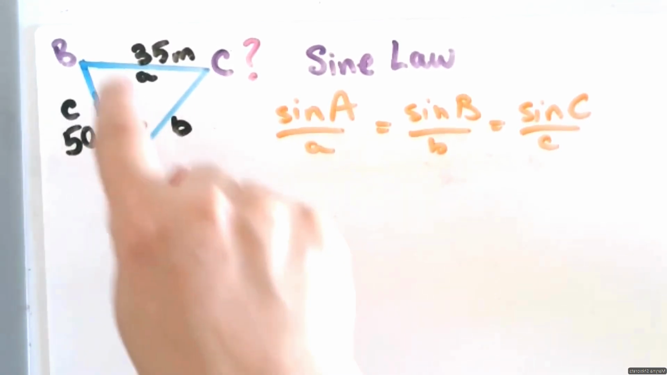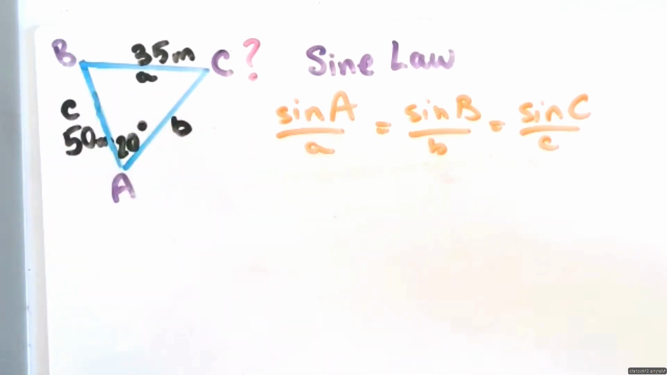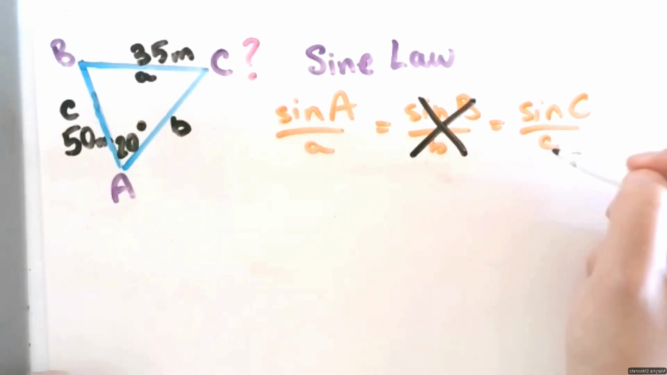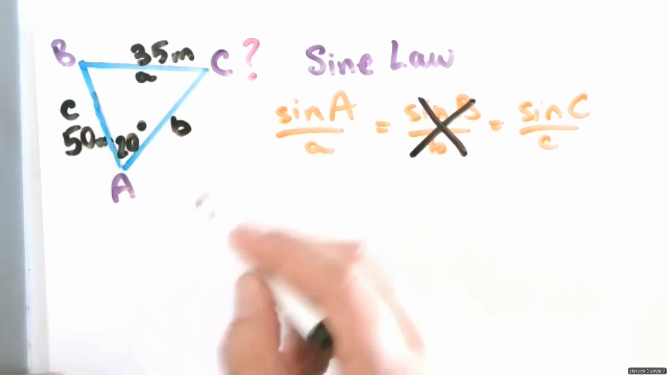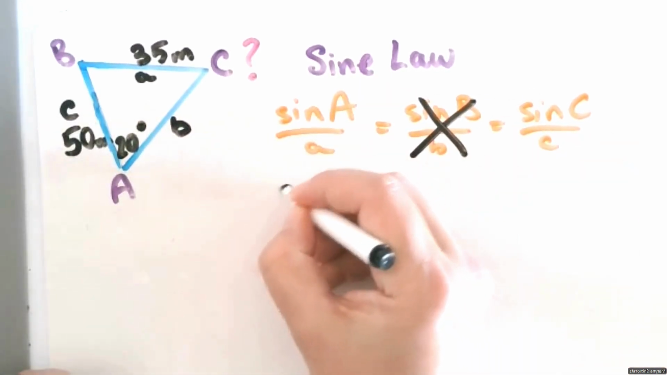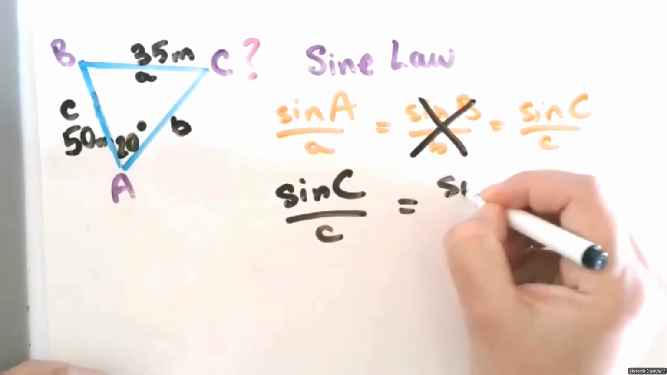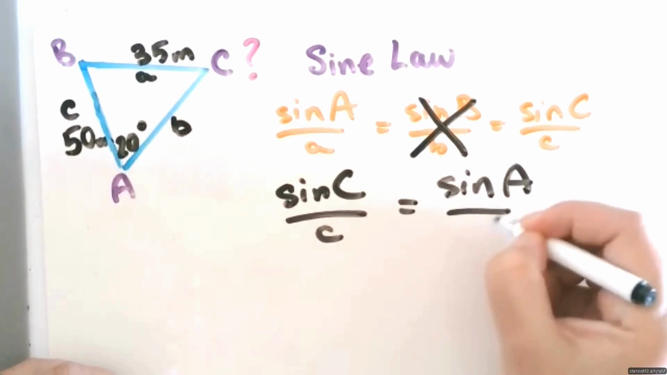First of all, I'm noticing I don't have side length b or angle B, so I can just cross this out. I'm looking for angle C, so I'm going to write my equation with sine C over c equals sine A over a. It just makes it a little bit easier. I like it to be in the front. So sine C over c equals sine A over a.